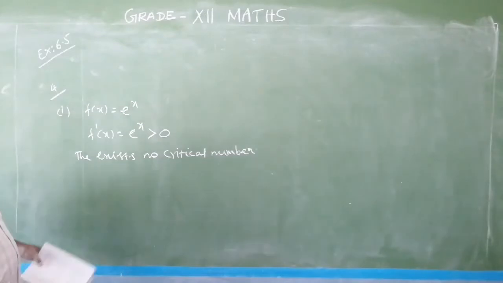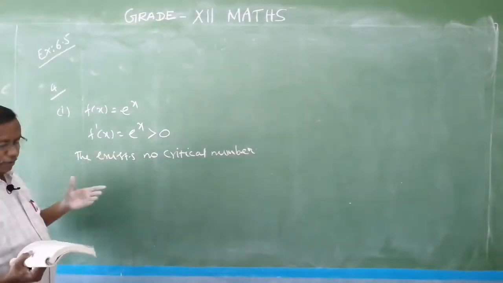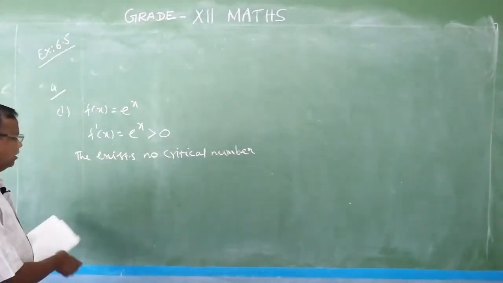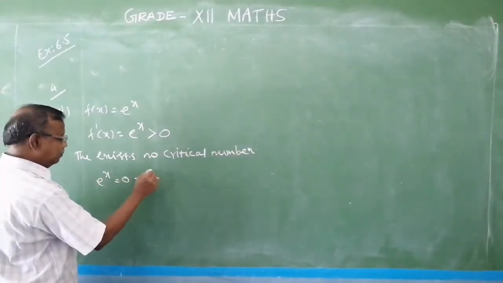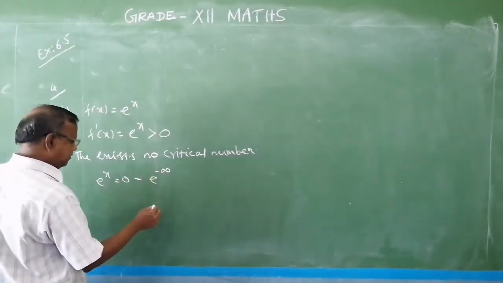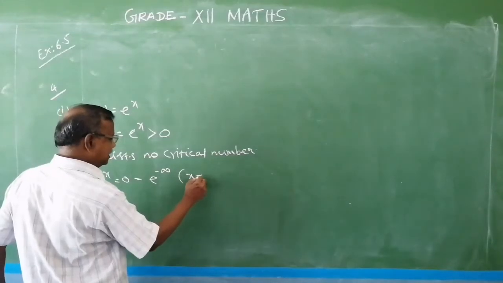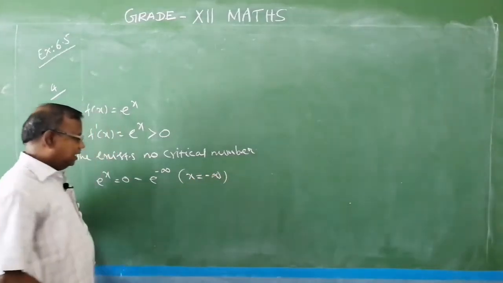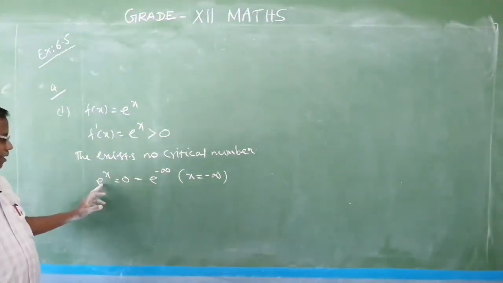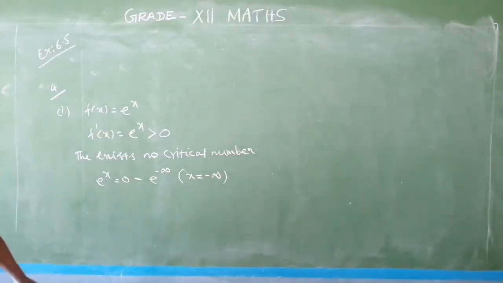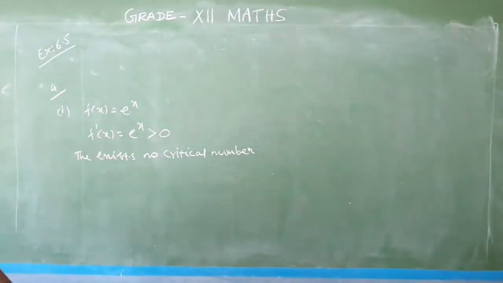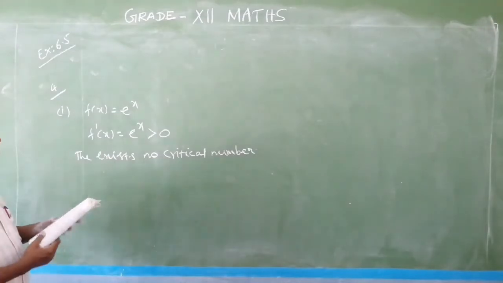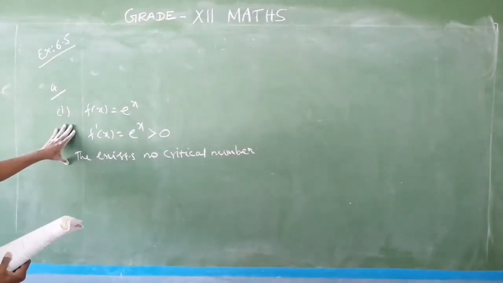Therefore the function attains no maximum or no minimum, because e power x is 0 only when x equal to minus infinity. That is only when x equal to minus infinity we have e power minus infinity becomes 0. So it is not possible to take minus infinity as a critical number. Therefore the function does not have local maximum and local minimum.